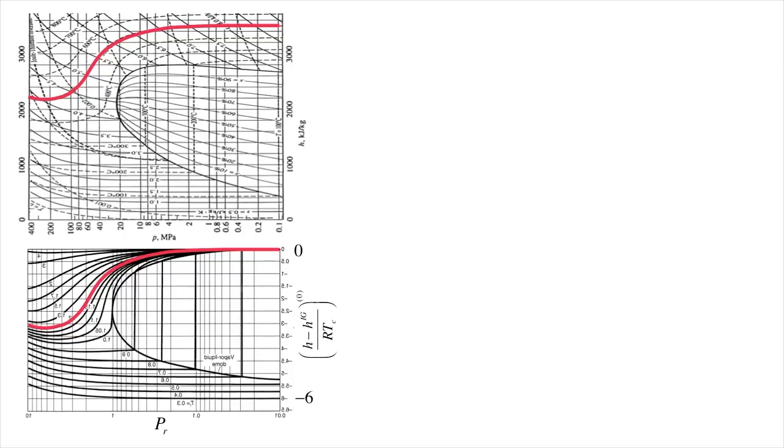Examining the 500 degree C isotherm at low pressure, to the right side of the plot here, we see that under ideal gas conditions, the isotherm becomes parallel to the pressure axis, indicating that enthalpy becomes independent of pressure.